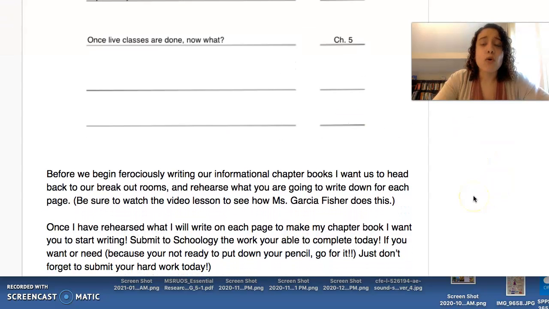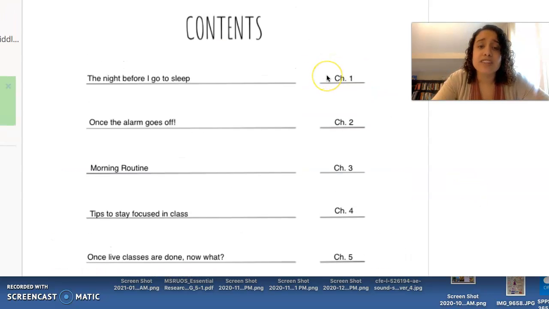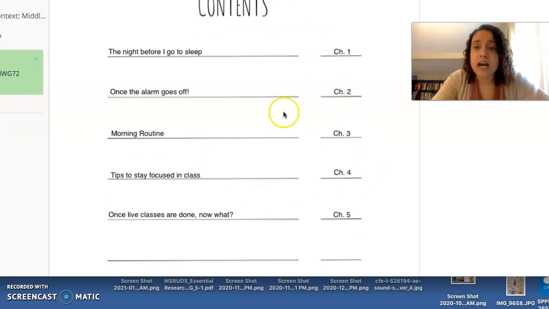Hopefully you all had a chance. Hopefully you can share with someone in your home, or stop by office hours if you want to share with me what your table of contents looks like for your chapter book, because you want to feel really good about it and have a plan for where you're working.